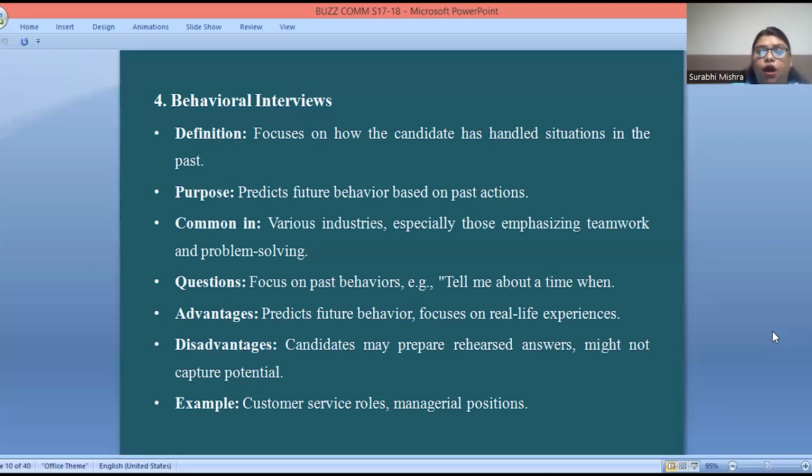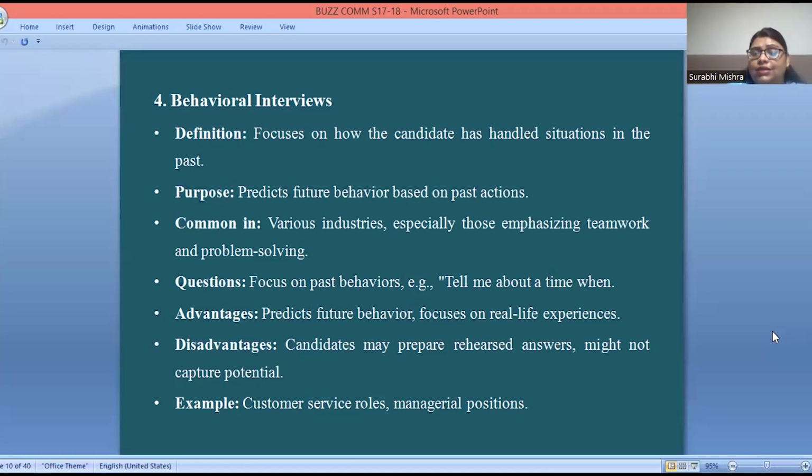The questions here are basically, as mentioned, based on past behaviors. Example, tell me about a time when you demonstrated leadership skills, or tell me about a time you worked under pressure or in a particular situation. So basically, they are asked about past behaviors, right? The advantage here is that it predicts future behavior and focuses on real life experiences. Disadvantage, the candidate may prepare rehearsed answers and it might not capture potential.